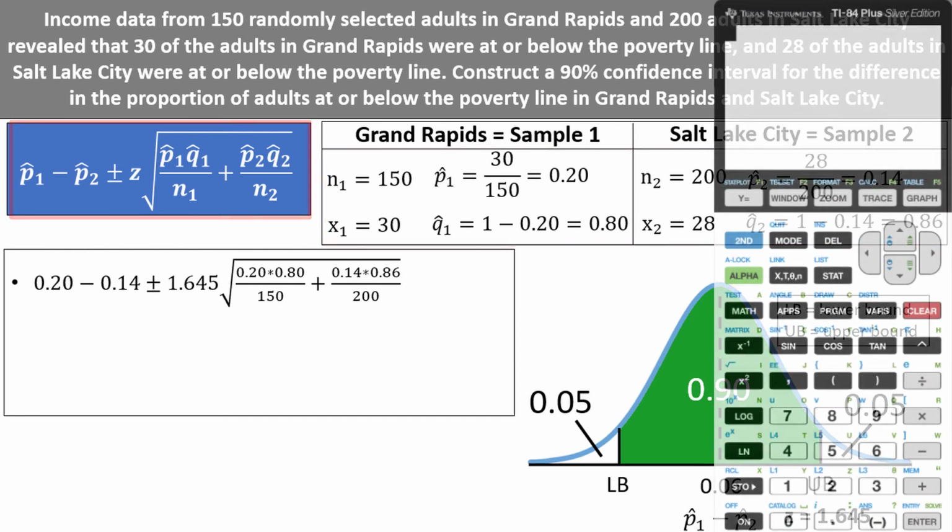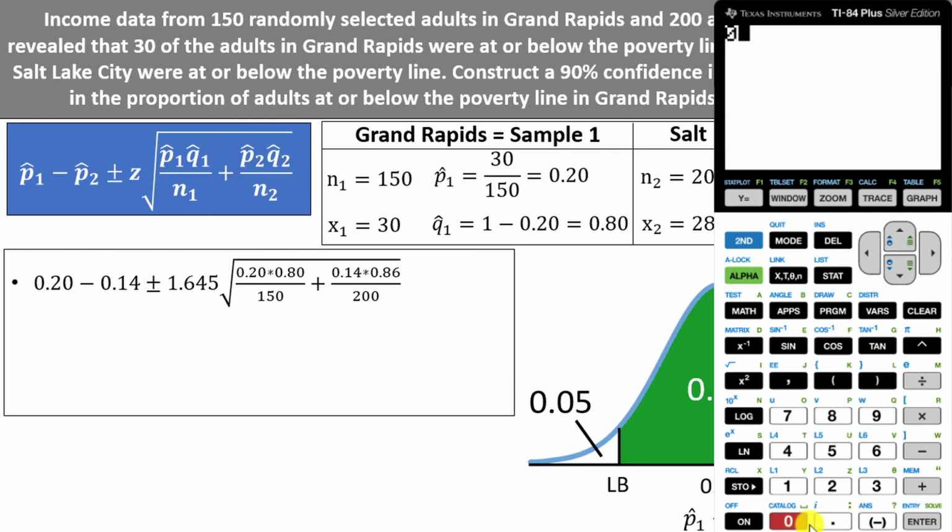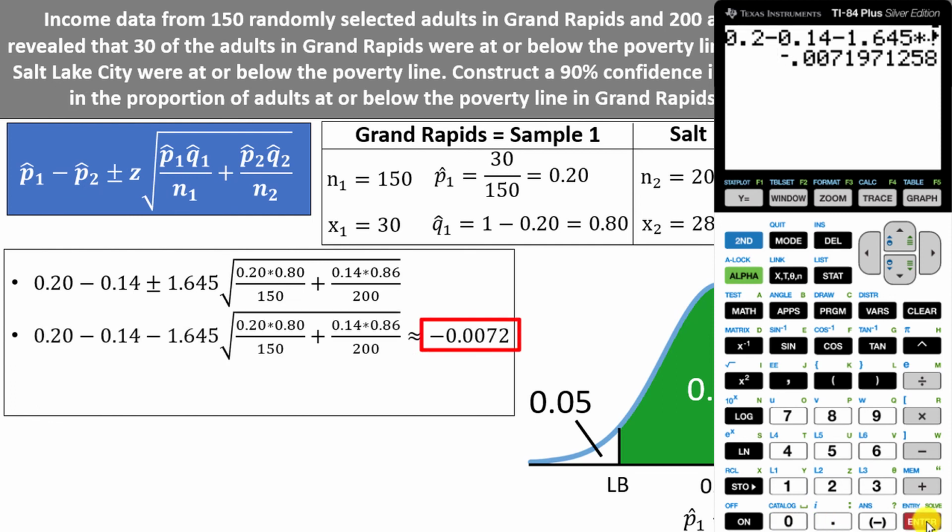In the TI-84 calculator, or any scientific calculator, we type in 0.2 minus 0.14 minus 1.645 times the square root, which we get by pressing second and then this key, 0.2 times 0.8 divided by 150 plus 0.14 times 0.86 divided by 200. Press enter and we get negative 0.0072, which is the lower bound of the confidence interval.